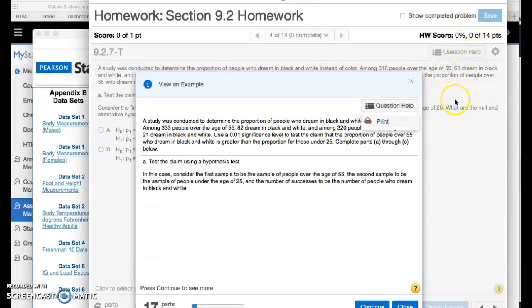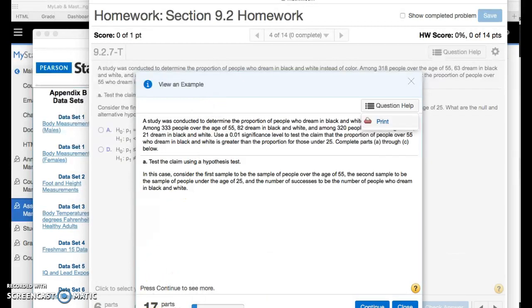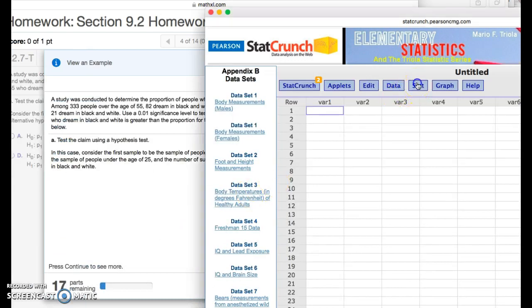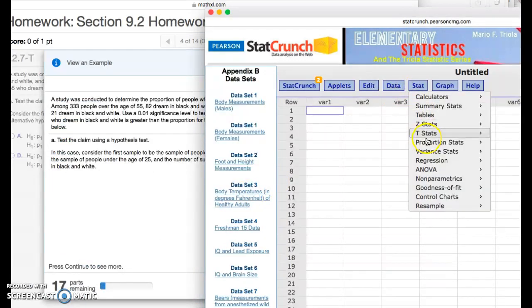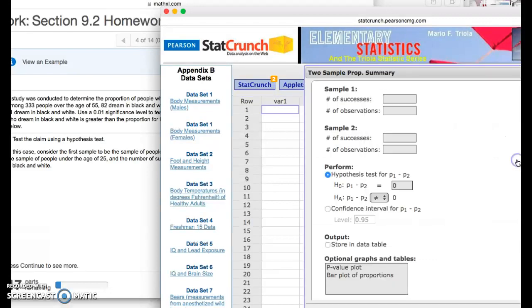Sorry, I'll do it up here. StatCrunch is open. We go to Stat, Proportion Stats, Two Sample, With Summary. All right, now you just fill out the table for the first and second question.